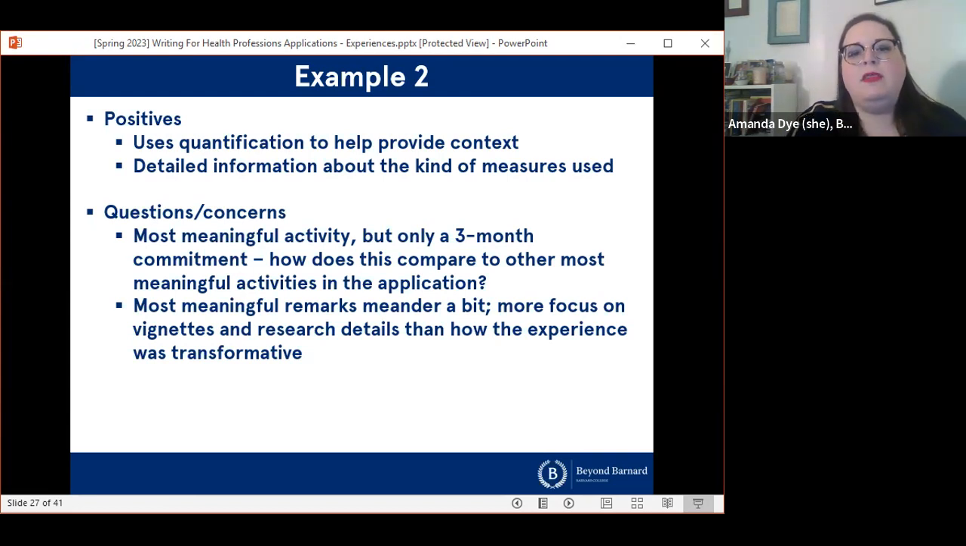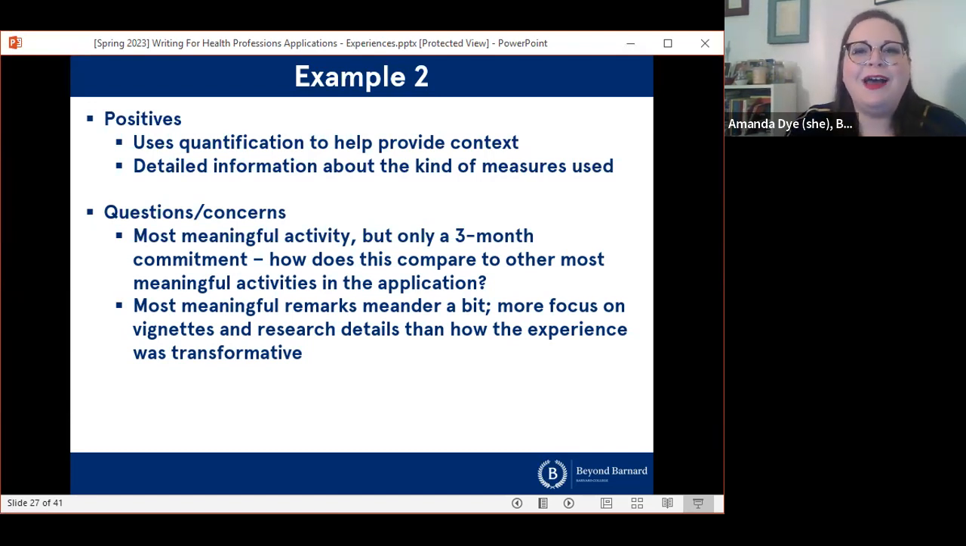I also think that the most meaningful remarks meander a little bit, and they could be more focused. They're giving a lot of detail about different vignettes, different experiences, more detail about the research, and not necessarily helping the reader understand why they've identified this as most meaningful. So I think these two questions go together for me. If I were putting an activity that was a relatively short commitment as a most meaningful, I would address that head on in the reflection: this is a short experience, but it was really important to me for the following reasons, etc.